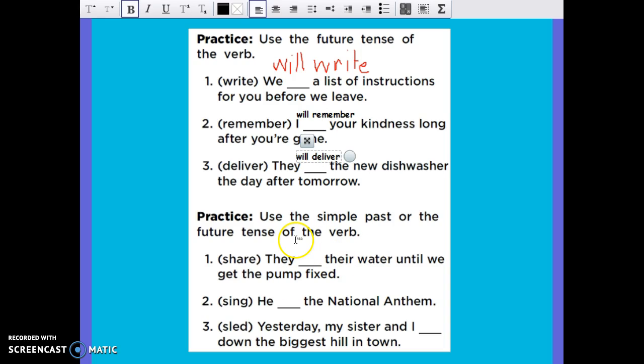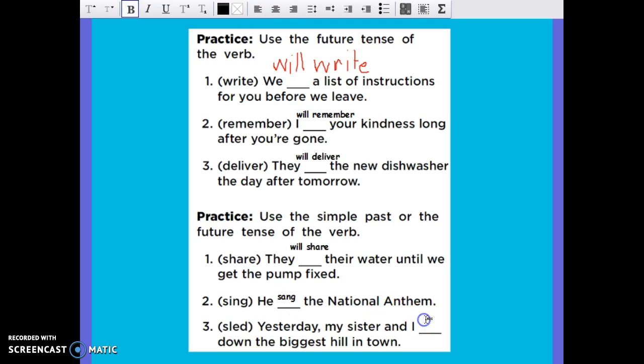All right, down here we're going to use a simple past or future tense verb. So, they blank their water until we get the pump fixed. So if they're going to continue to share it into the future, they will share their water until we get the pump fixed. He will sing the national anthem. We could also change it to a past tense and say he sang the national anthem.